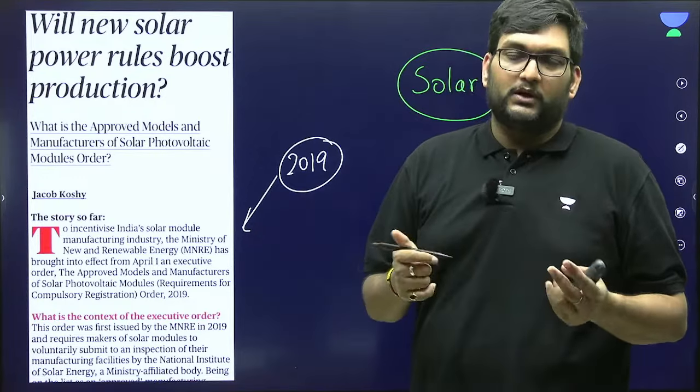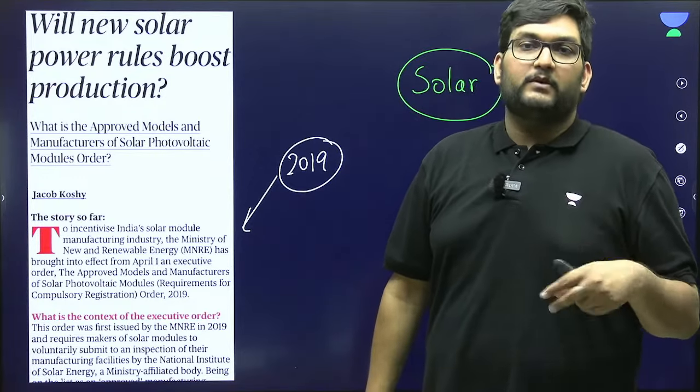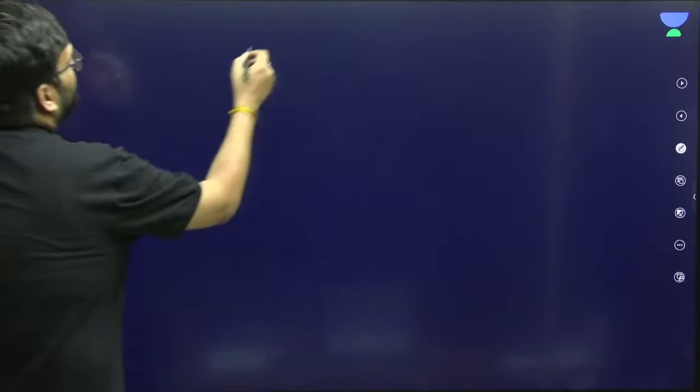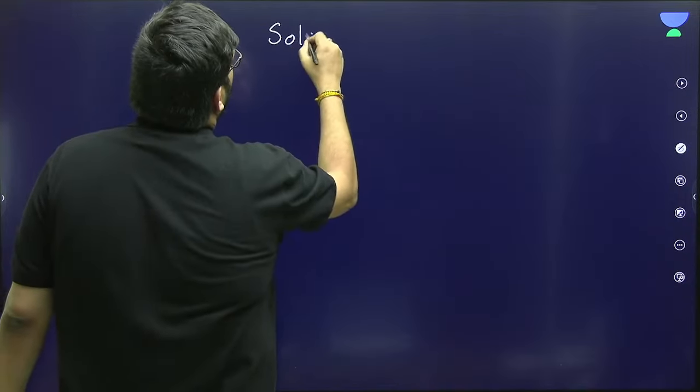It's a voluntary rule, but let's try to understand why would people want to go into it? Why would manufacturers want to go into it? Now, let's first try to understand how does a solar market in India work. When we talk about the solar market in India, there are two parts. See, one thing is you need to make a solar cell.